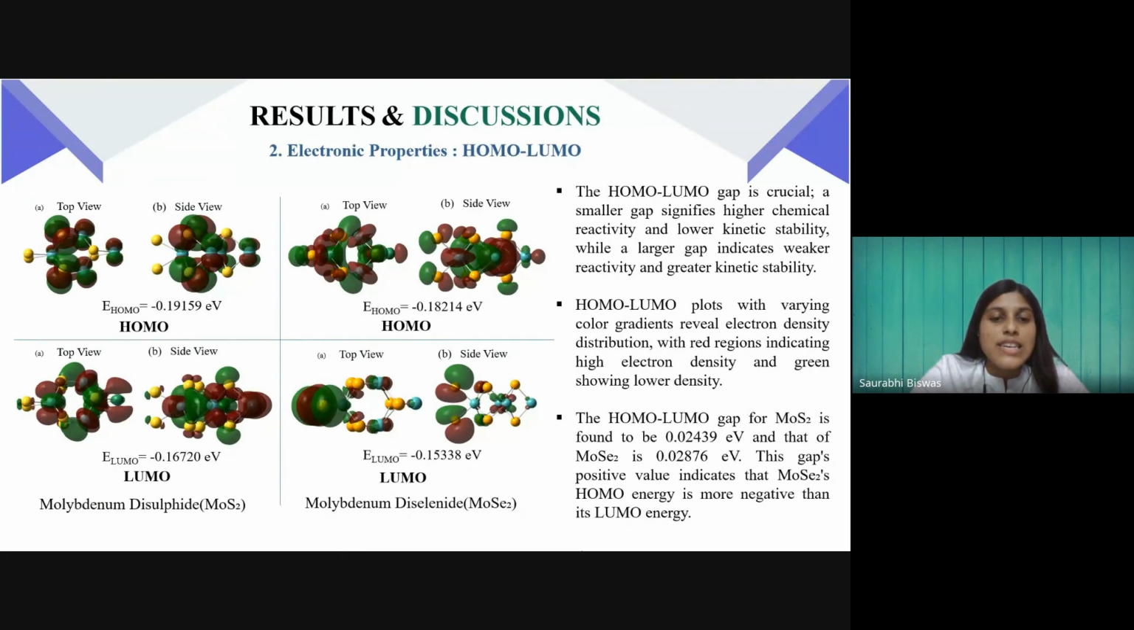As we can see, there are various color gradients in this HOMO-LUMO plot. These have definite meaning. The red color signifies that the electron density in these regions is high, whereas the green regions signify that the electron density here is low.